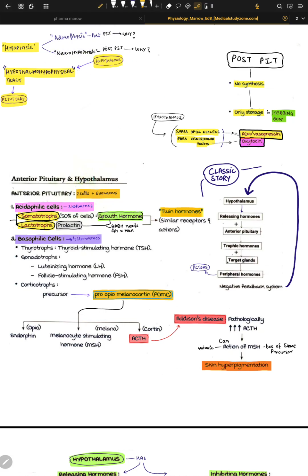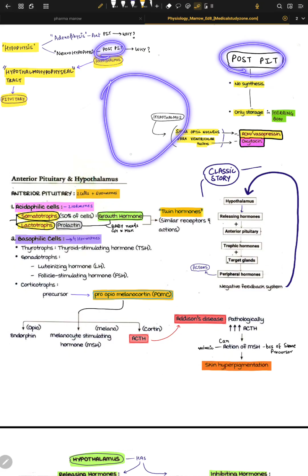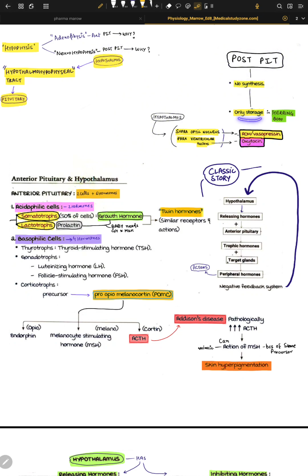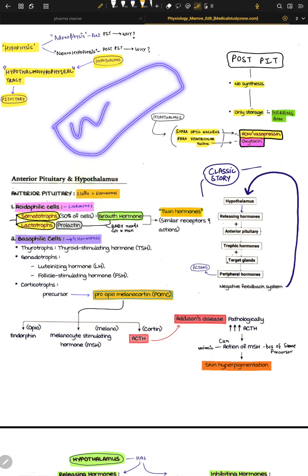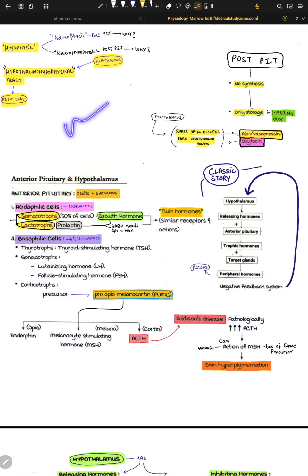the posterior pituitary. In the posterior part, the back part of the pituitary gland, there is no synthesis of any hormone. It only works for storage, and the storage part is called Herring bodies, and it stores two hormones, antidiuretic hormone, called vasopressin, and oxytocin. That's the hormone for the uterus to contract and move the fetus, right?